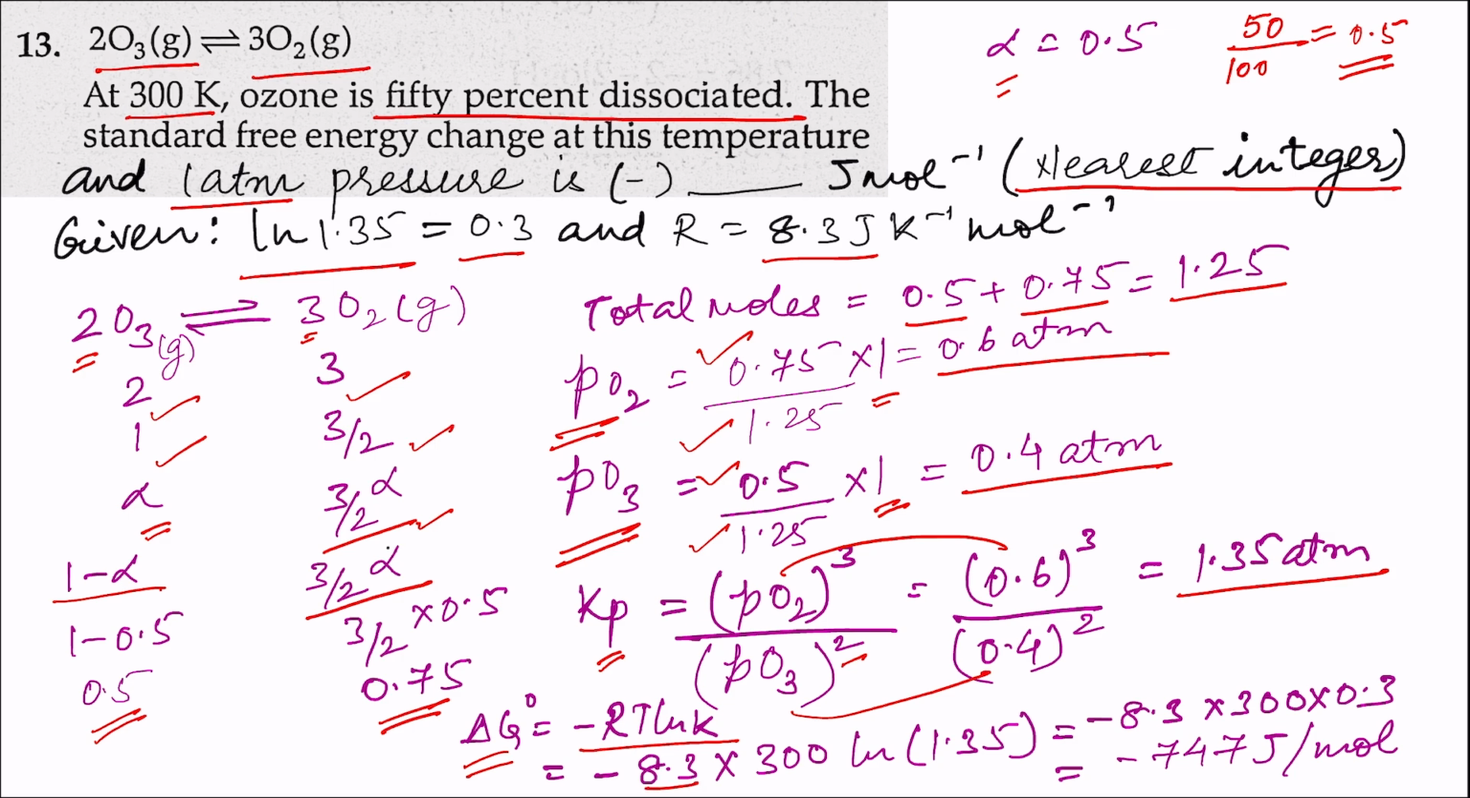Putting the value of R and T, natural log of 1.35. This is natural log of Kp. So natural log of Kp means natural log of 1.35, which is given in the question as 0.3. So value of delta G is minus 8.3 into 300 into 0.3, which is equal to minus 747 joule per mole. So here the answer will be 747. Minus sign is already given in the question, so 747 joule per mole.